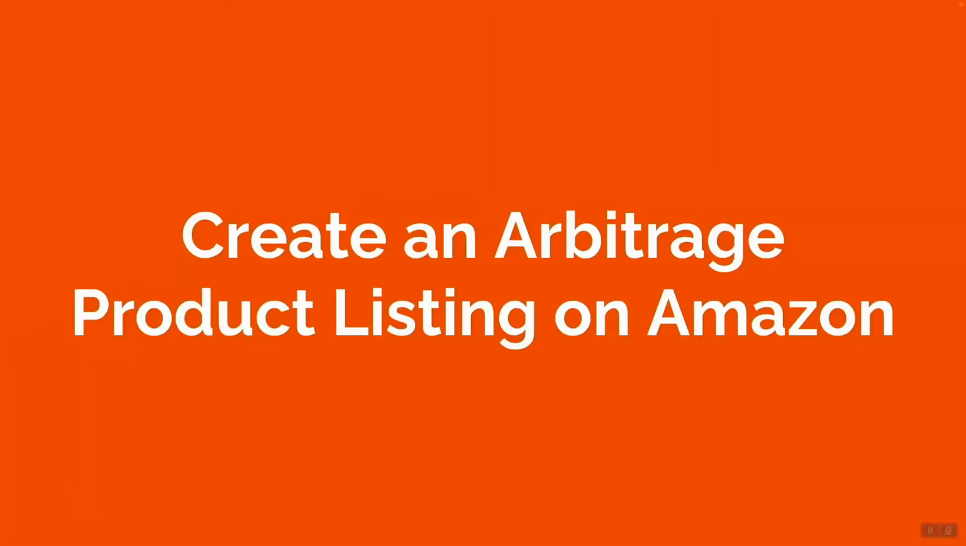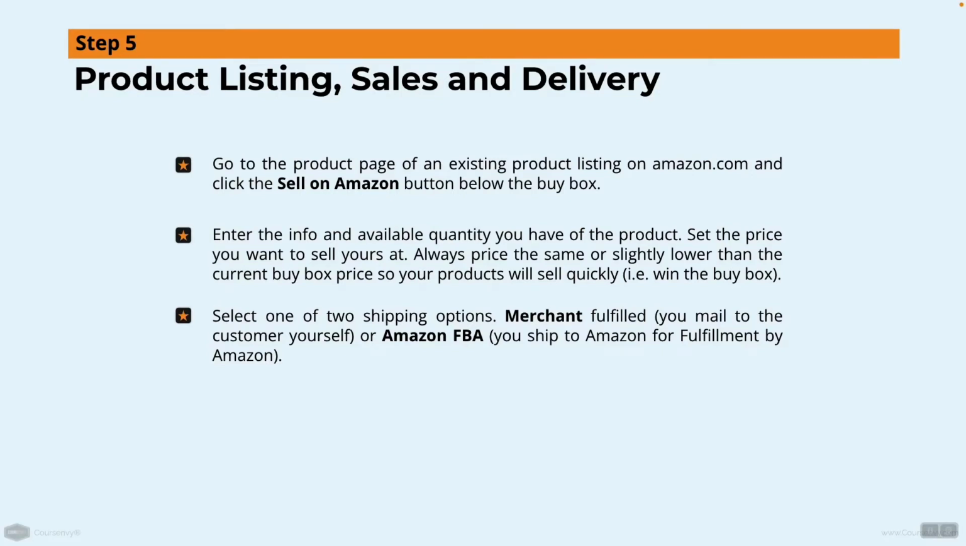How to create an arbitrage product listing on Amazon. So to sell via arbitrage on Amazon, you can go to the product page of an existing product on Amazon.com and click the Sell on Amazon button below the buy box.